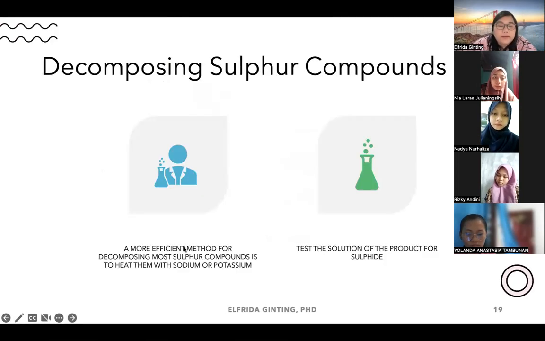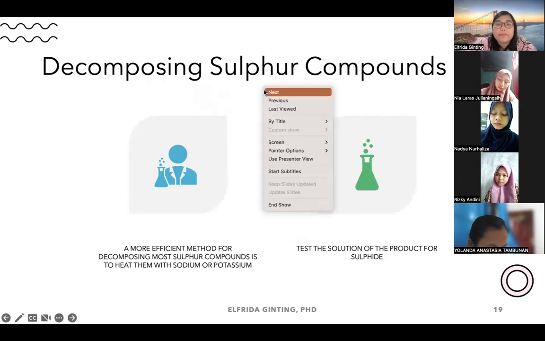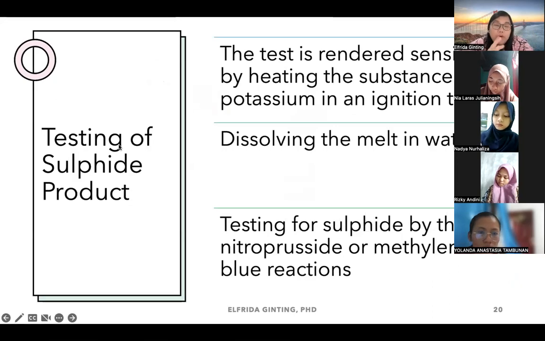Now, remember, we can decompose sulfur compounds by heating with sodium and potassium, and this is how we test for sulfide. Next, how can we test the sulfide product? First, the product is sensitive to heating. We heat it with potassium in the ignition tube, then it will burn. Once it burns, we dissolve the melted material in water, and we mix it with nitroprusside or methylene blue for the reaction.